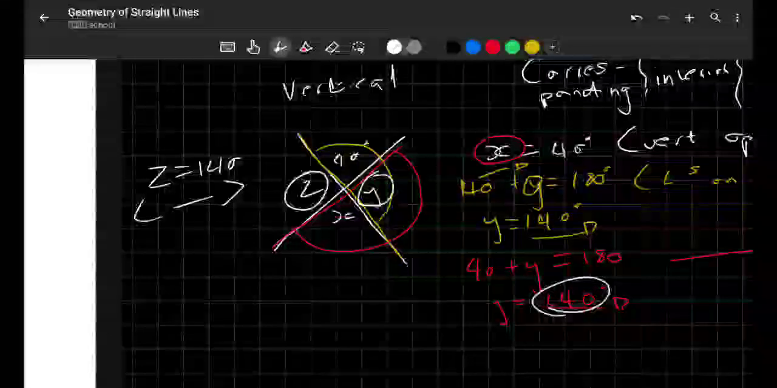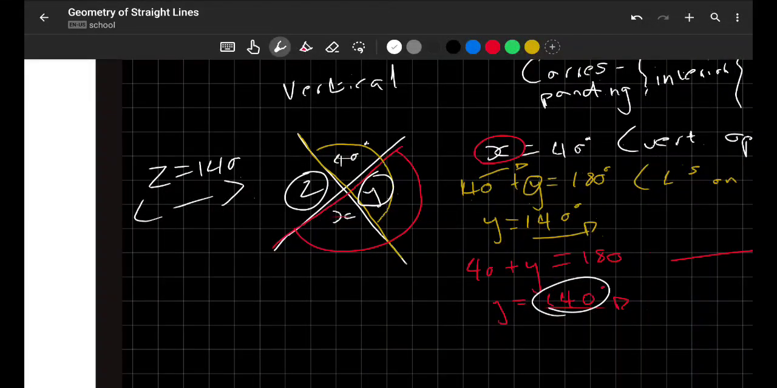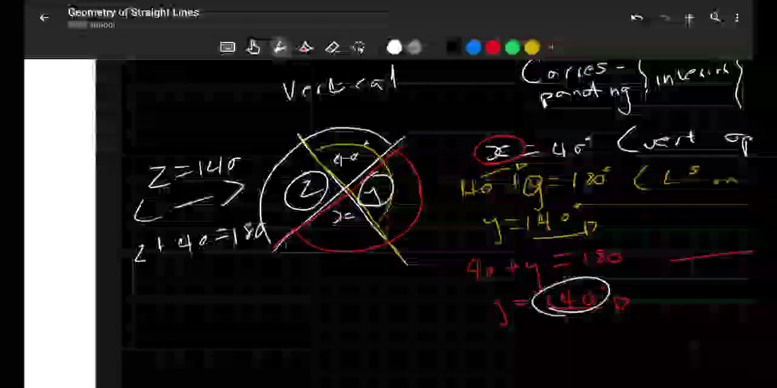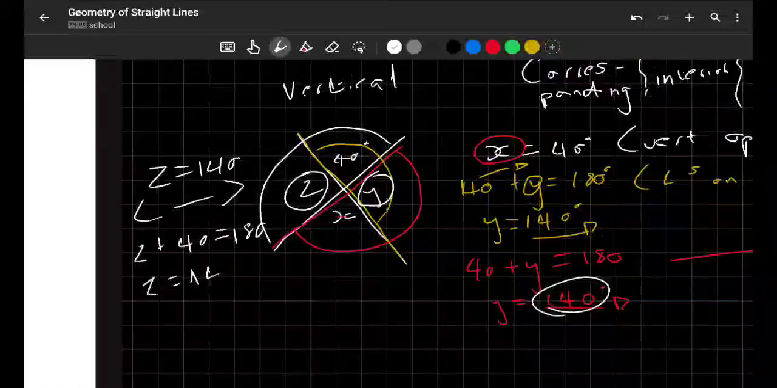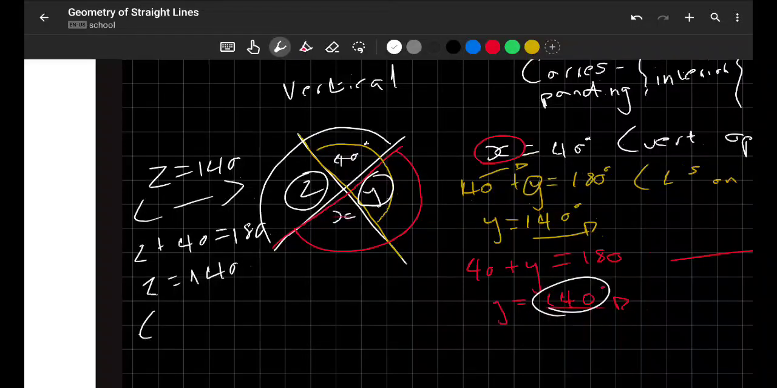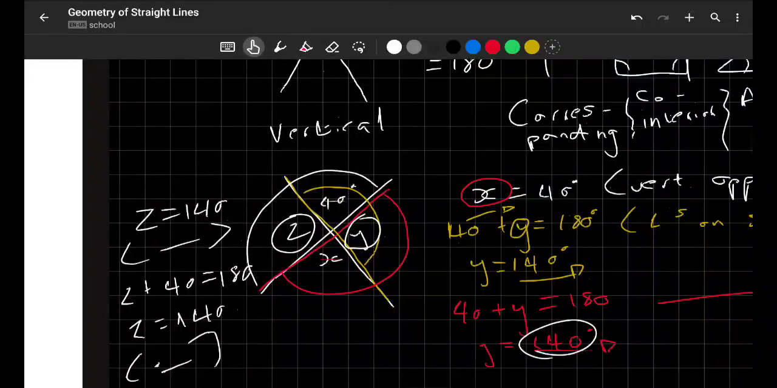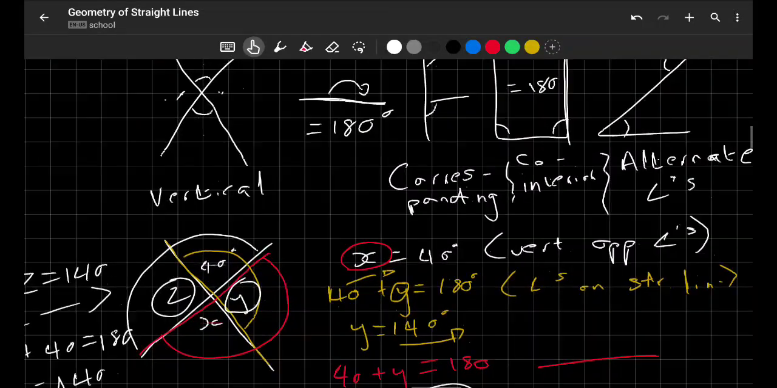And then straight line, we know that Z exists in this part here, so you can say Z plus 40 equals 180, and that is Z is equal to 140 degrees. Then you say your reasoning there, angles on a straight line. I hope you paused it there before I spoiled it for you. If you did not, sorry, you can just rewind and then try to understand it once again.